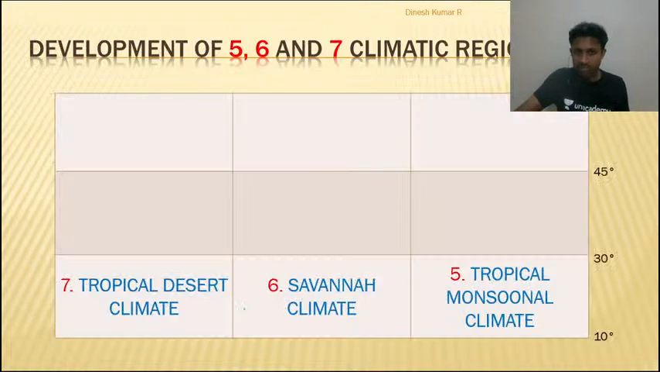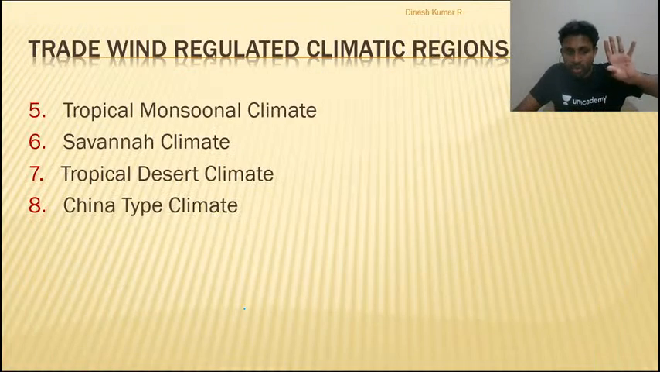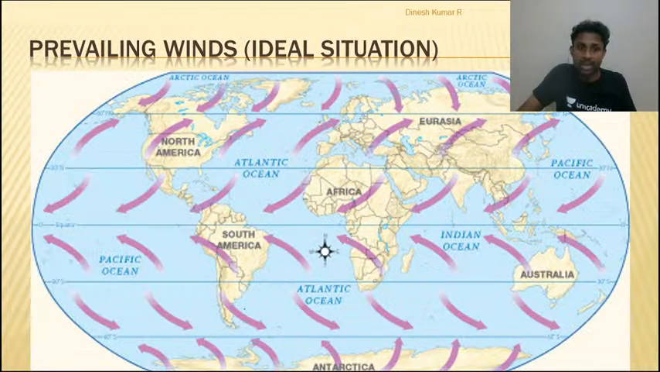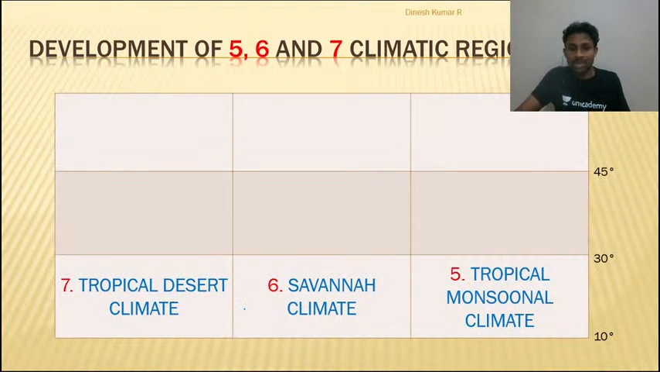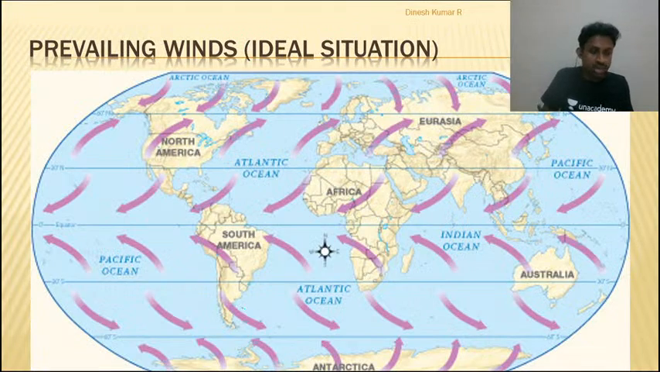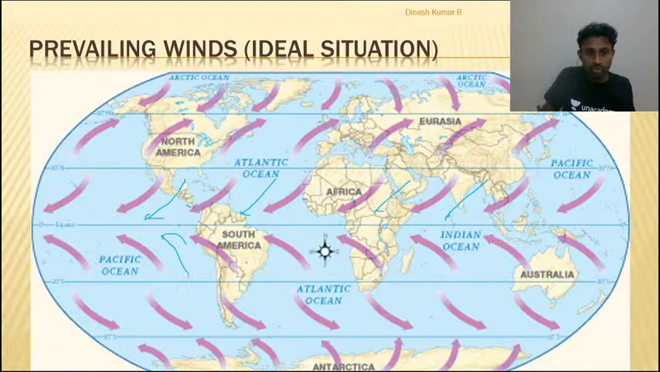I have explained this roughly in the last class. So let us just try to revise it very fast. How is it like that? First, I am talking about trade wind regulated. So what is trade wind? Can you see this wind is referred as trade wind. This wind is referred as trade wind. This one and this one. The other name for these winds are easterlies.